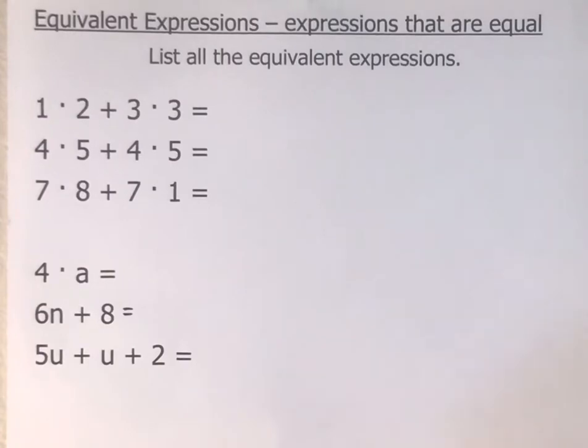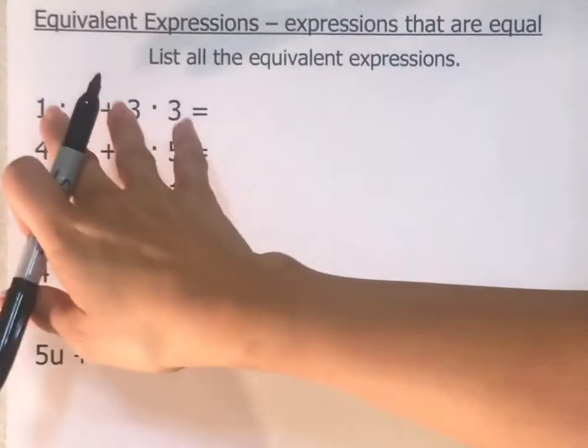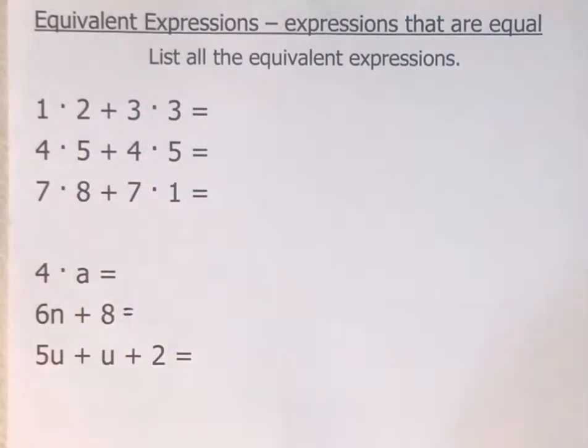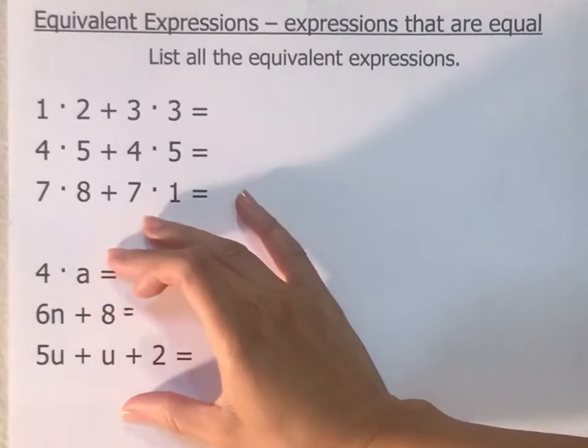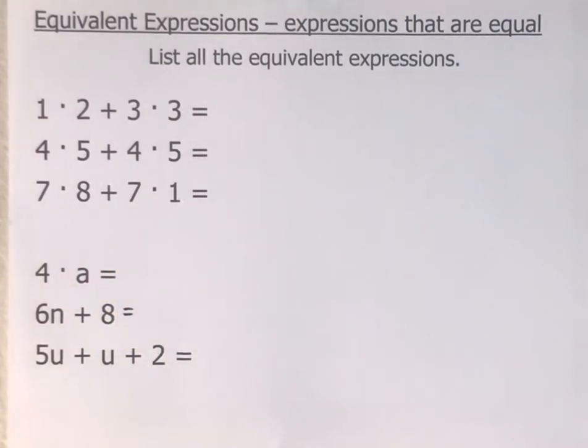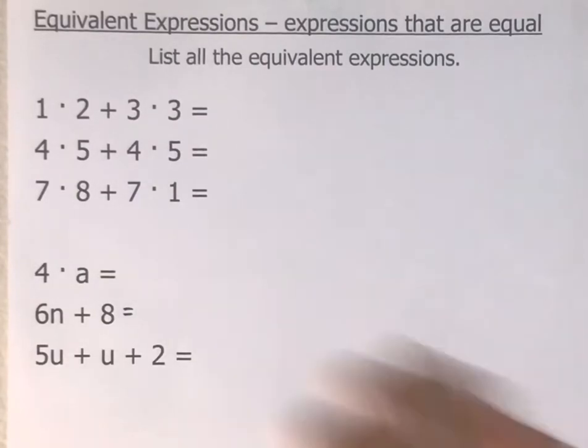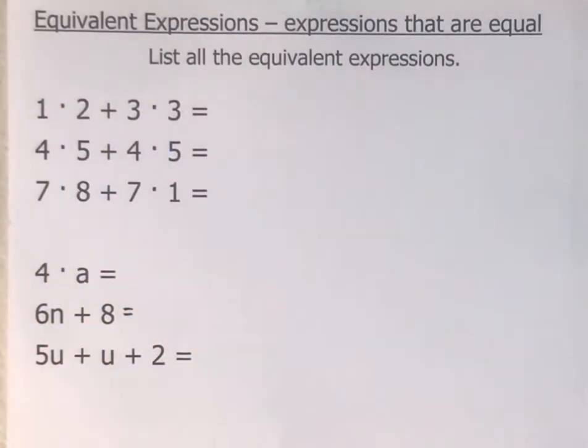So for example, what we're going to do is list equivalent expressions that are equal to these expressions I have written down. So we have numerical expressions up here, and then we have algebraic expressions down here. These ones have letters, these ones just have numbers. So let's start with the first one. Here we have 1 times 2 plus 3 times 3.